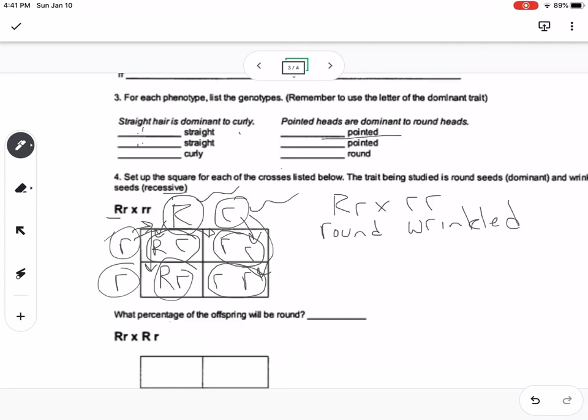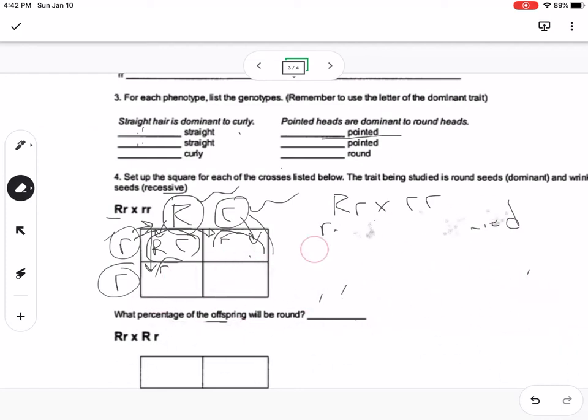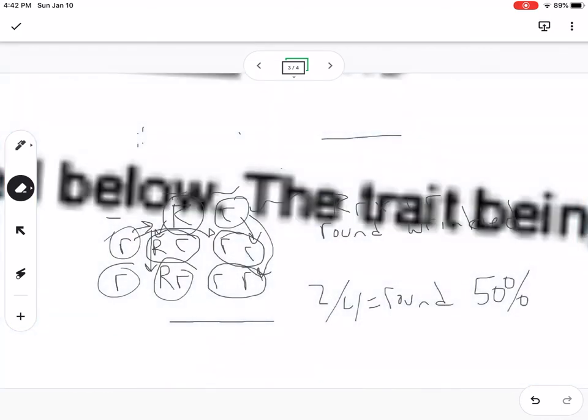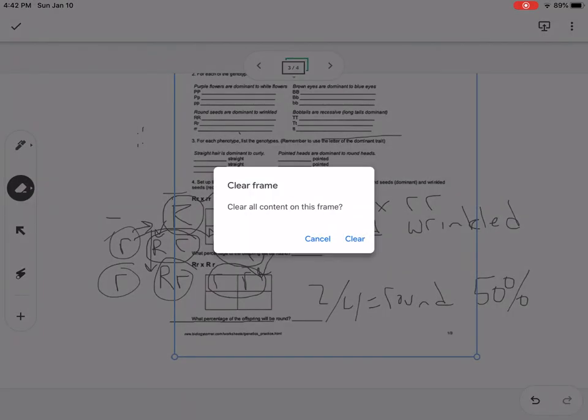The question says, what percentage of the offspring will be round? Well, if 2 out of 4 are round, that's going to be 50%. Okay? So copy that down in your homework so you can practice doing this. But I don't want to do everyone for you because I want to see if you can get it. All right. I'm going to wrap this up pretty quick here. Let's delete all this.